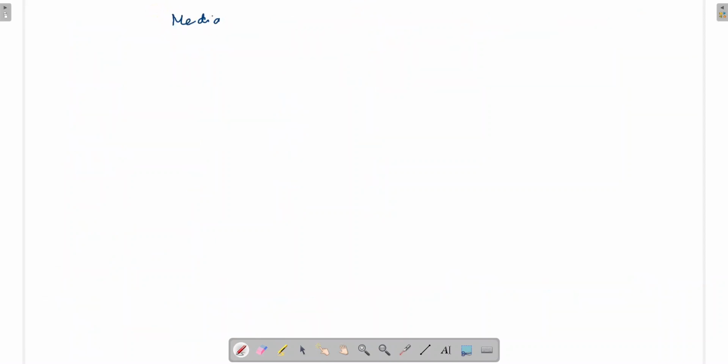The median capital M is equal to small l plus (capital N by 2 minus C) divided by f, into h. This formula I have discussed in the third part of the introduction video of the chapter statistics. You can check the notations there; I have written the notations and their meanings.